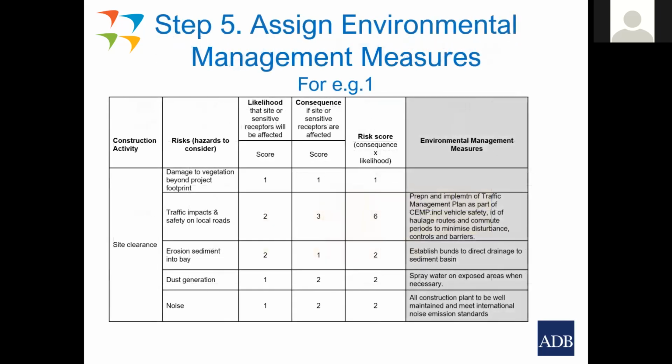So then the final step, step 5, is assigning environmental mitigation measures. And then you look at, particularly you focus in on the risk scores that are highest. In our case, traffic impacts, well, you'd prepare and implement a traffic management plan as part of the construction environmental management plan, include traffic safety, identification of haulage routes, and commute periods to minimize disturbances and controls, etc.